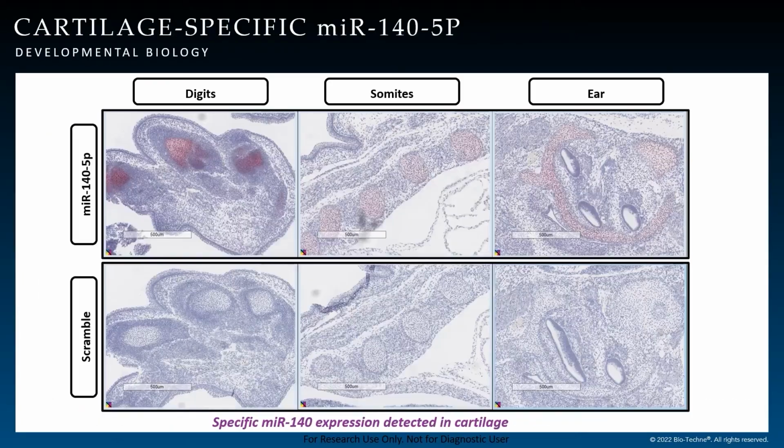These results show specific high-resolution detection of the microRNA miR-140-5p in mouse cartilage of developing digits, somites, and the inner ear. In contrast, the scrambled negative control probe reveals no background labeling in these samples.